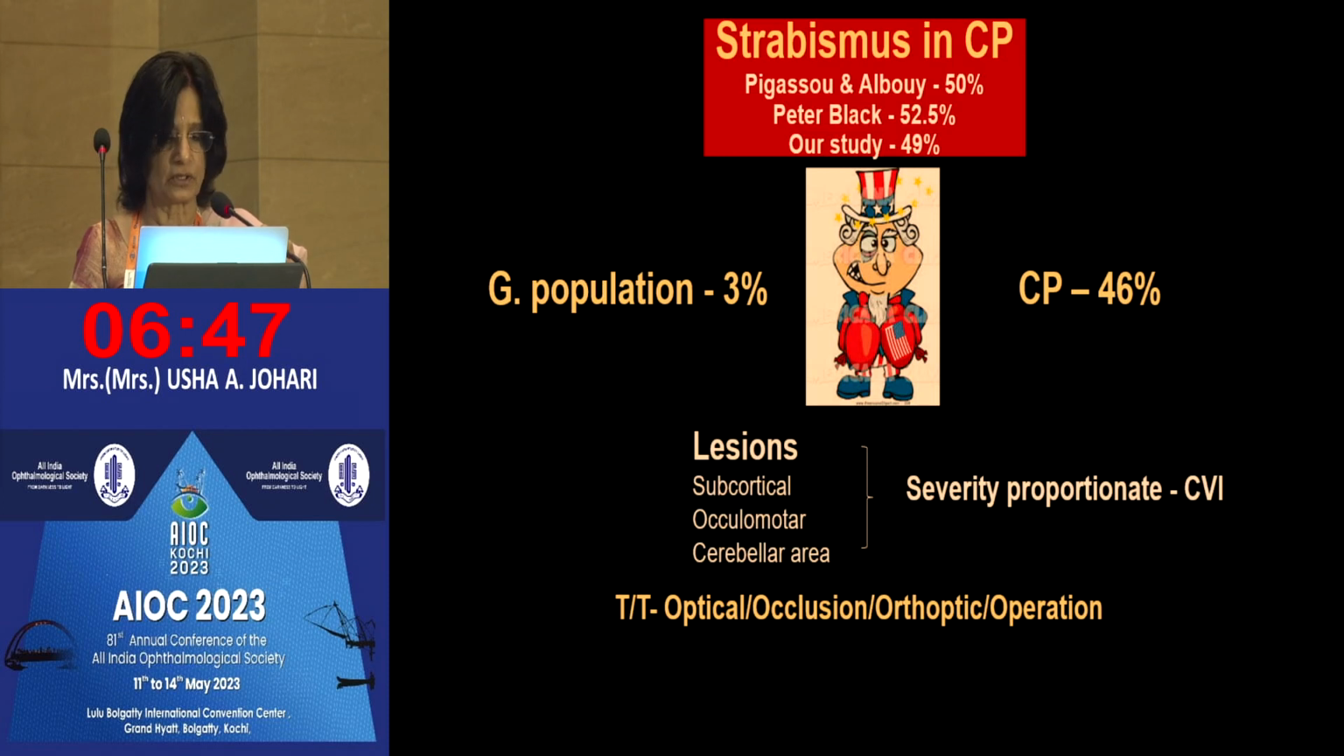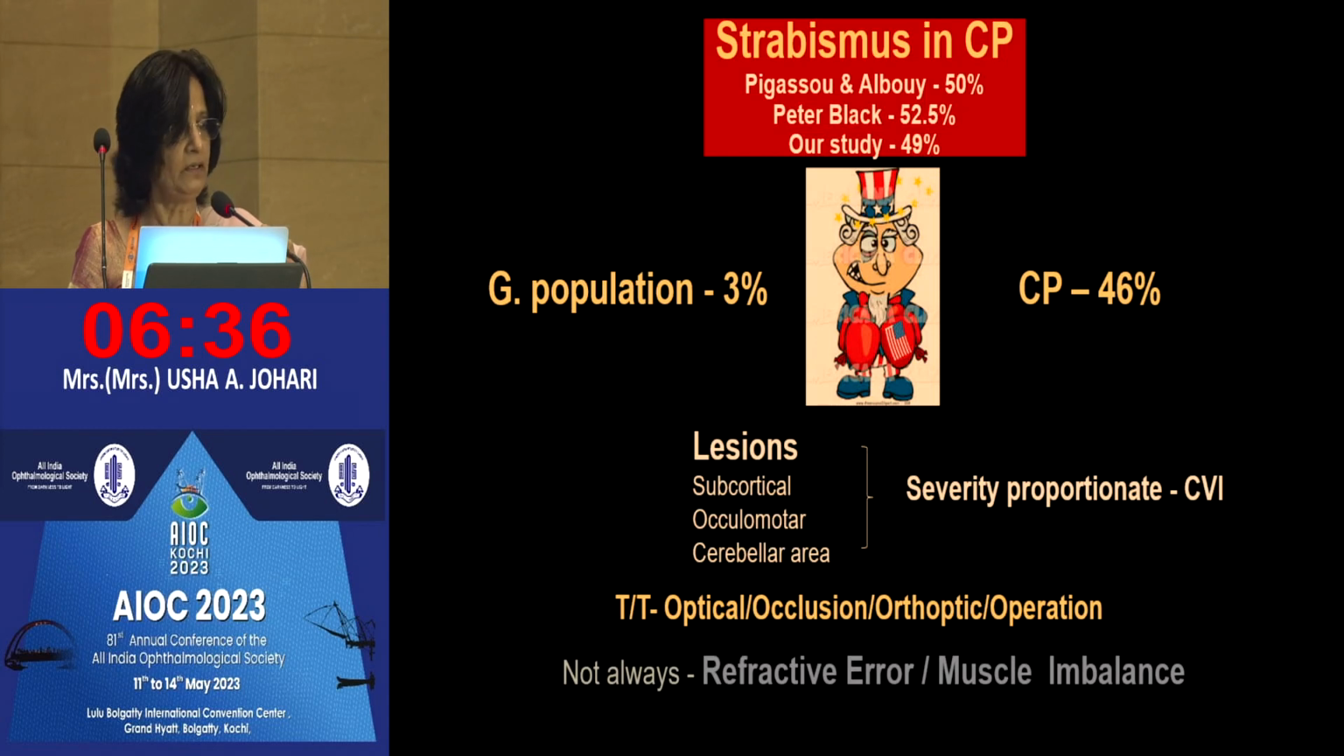Not because of the imbalance in the muscle, but because there could be a lesion in the subcortical oculomotor area and the cerebral area. So the treatment options we all know very well. So squint is not always because of the refractive error and muscle imbalance. It could be because of the cortical visual impairment.